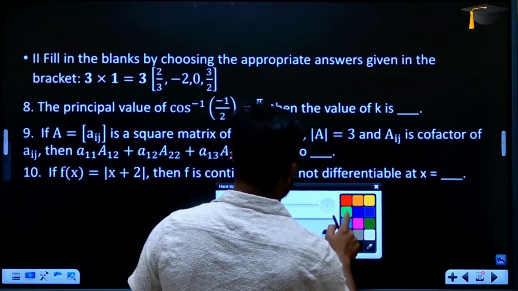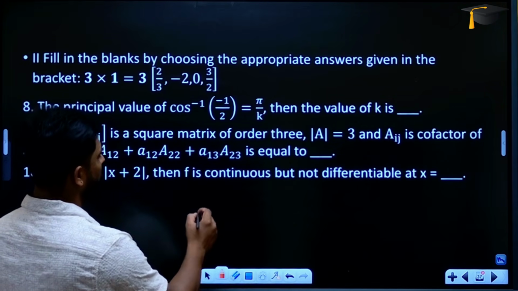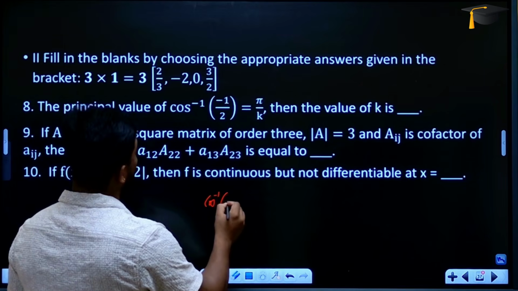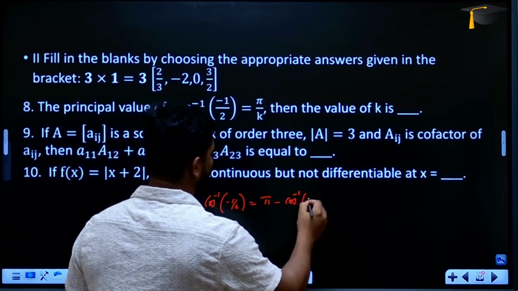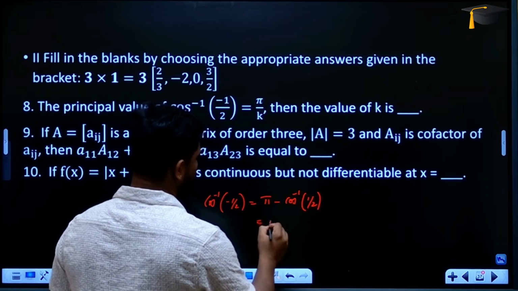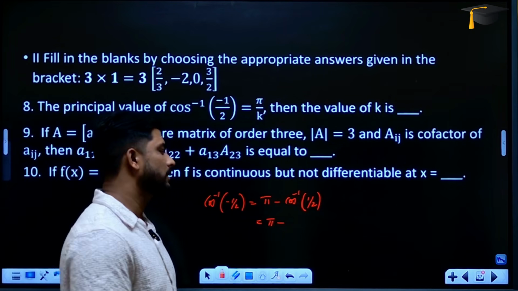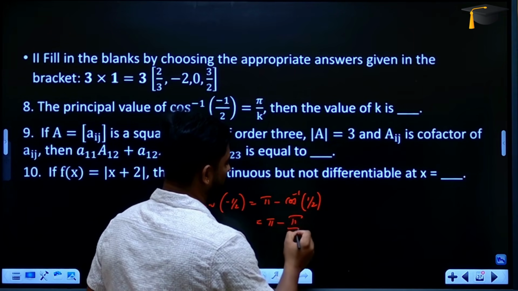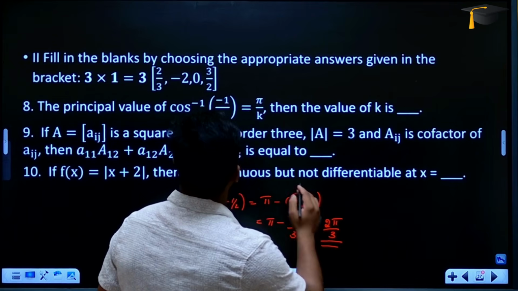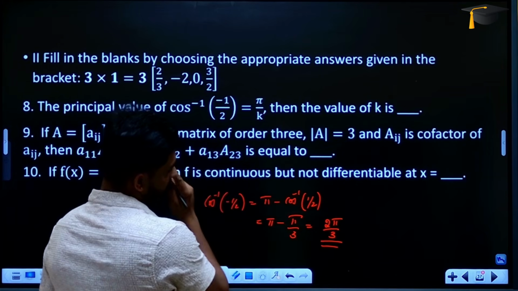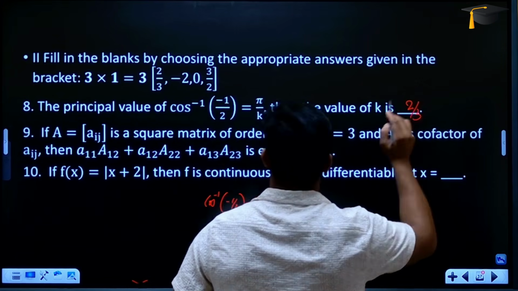So we're done with MCQs. Now let's move on to fill in the blanks. So cos inverse of minus 1 by 2 becomes pi minus cos inverse of 1 by 2, right? So for what angle cos is 1 by 2, that is pi by 3, that is 60 degrees, right? So it becomes 2 pi by 3. So they have given pi k by 3, that is k is 2 by 3, right? Okay, so 2 by 3 is the right answer.